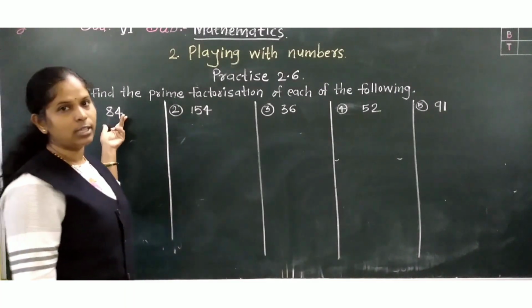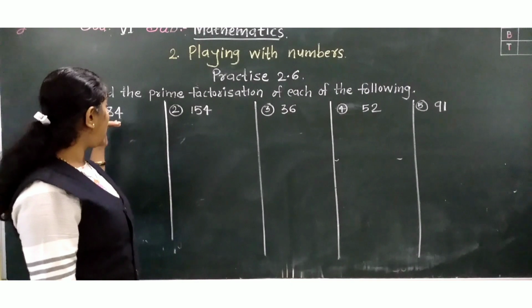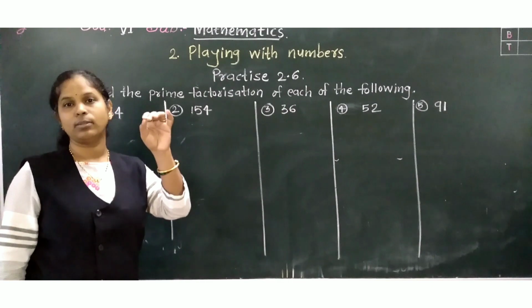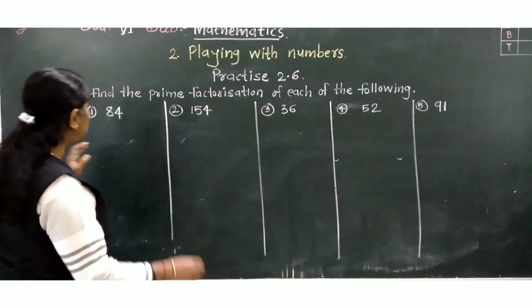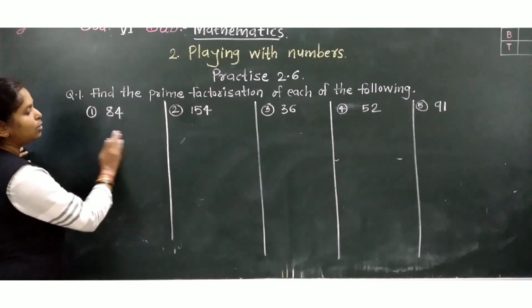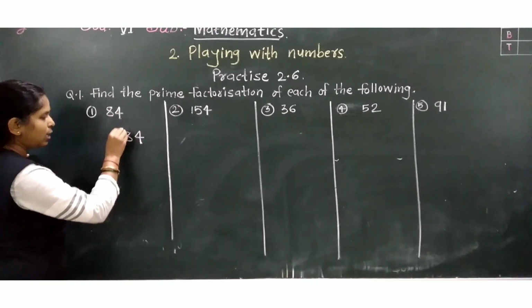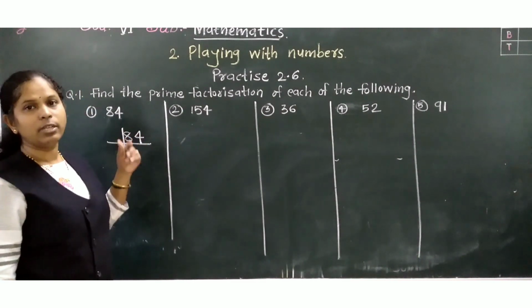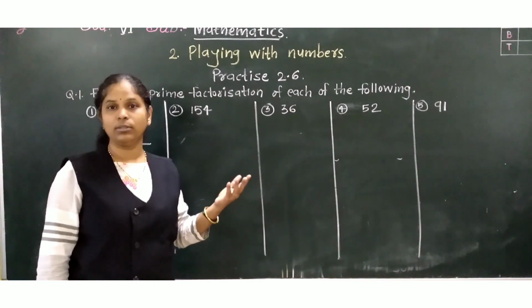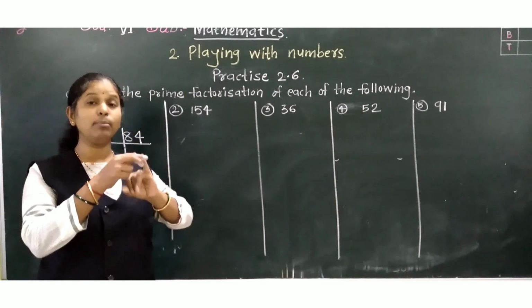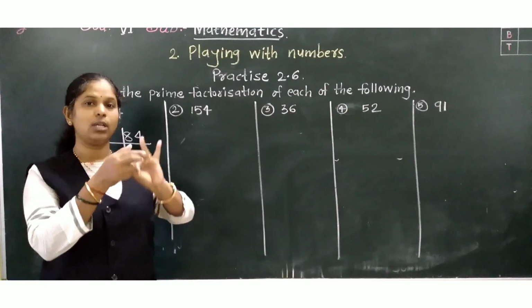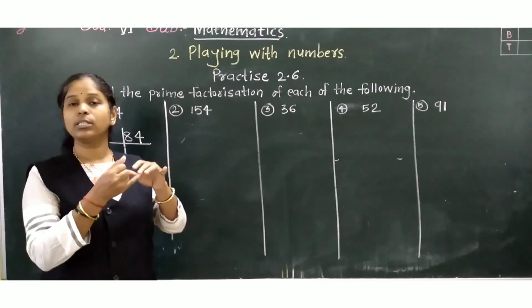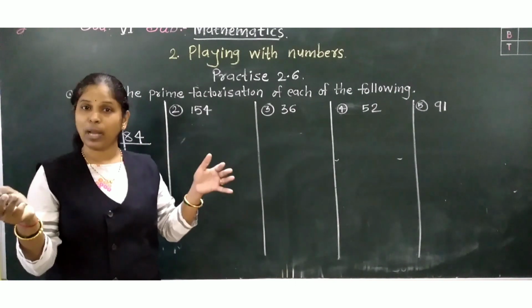Now see, 84 is the whole number, correct? And we have to write 84 in the form of product of its prime factors. So how to find that? For that you will have to write 84 here like this. Okay? Now 84 is divisible by which prime factor? Prime numbers start with 2, 3, 5, 7, 11, 13, correct? 17, 19. These are the prime numbers.